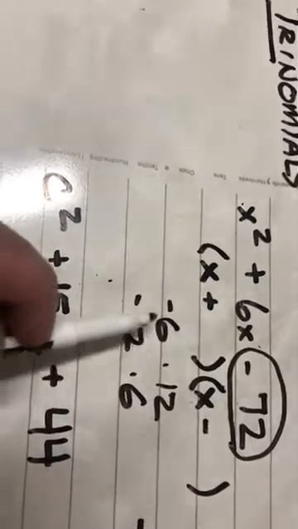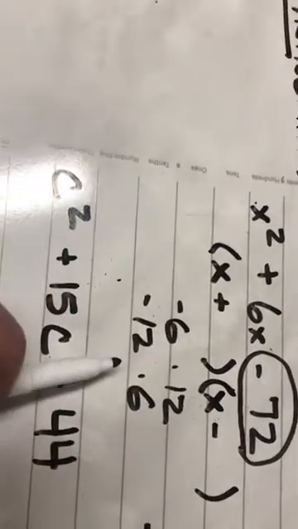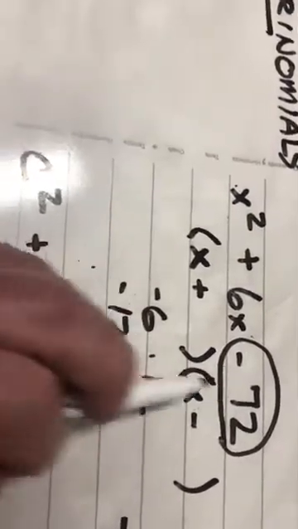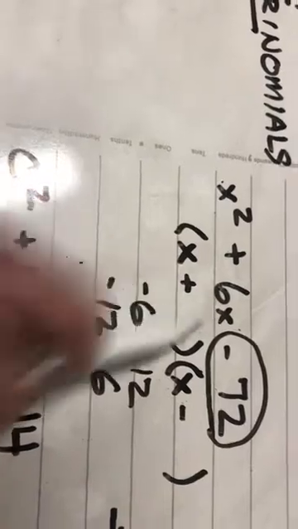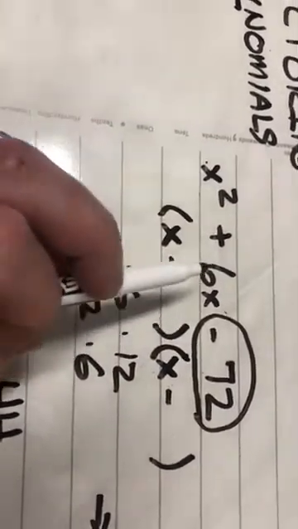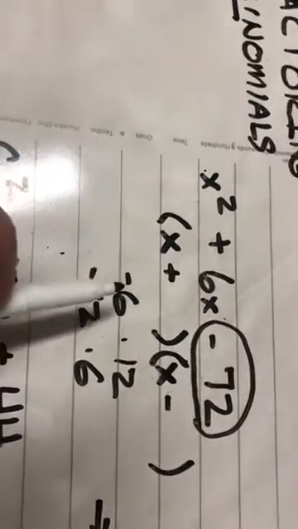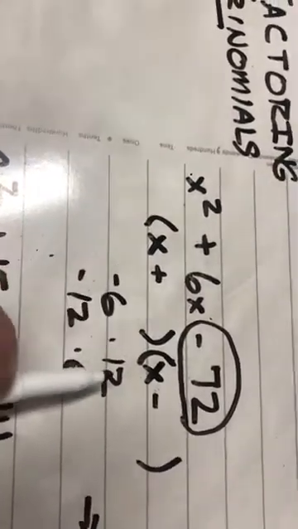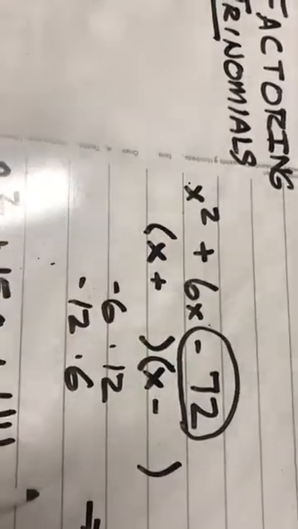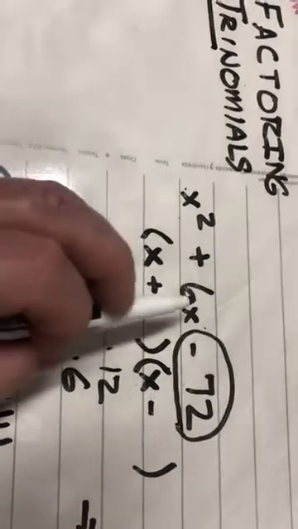Either one of these will equal negative 72. But it's very important. I can't just plug something in and say, well, it equals negative 72 and the difference of 6 and 12 is 6. I have to have the right one. So I have to think, well, what leaves me with positive 6 when I add them together? Does negative 6 plus 12 equal positive 6? Does negative 12 plus 6 equal positive 6?